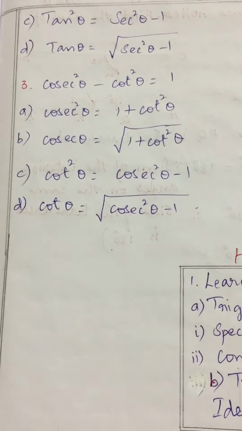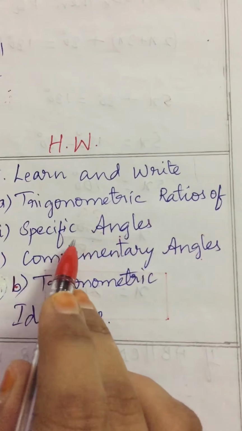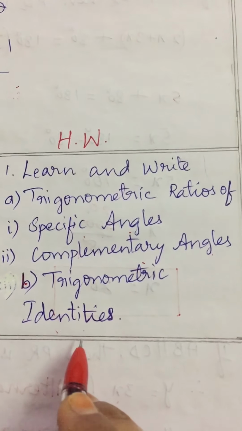Am I clear, children? Note down today's homework. Learn and write trigonometric ratios of some specific angles, complementary angles, and learn trigonometric identities. Okay, children?